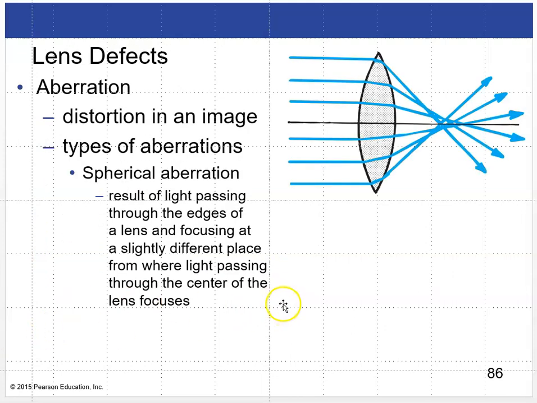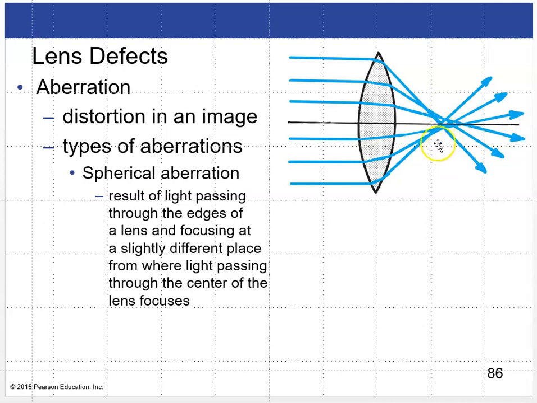Now, there's all kinds of things that can go wrong with lenses, and any kind of defect is usually called an aberration. An aberration is some sort of distortion in the image. There are various types of aberration. There's one called spherical aberration. This is the result of light passing through the edges of a lens and focusing or diffracting in a slightly different place than where light coming from the center does.